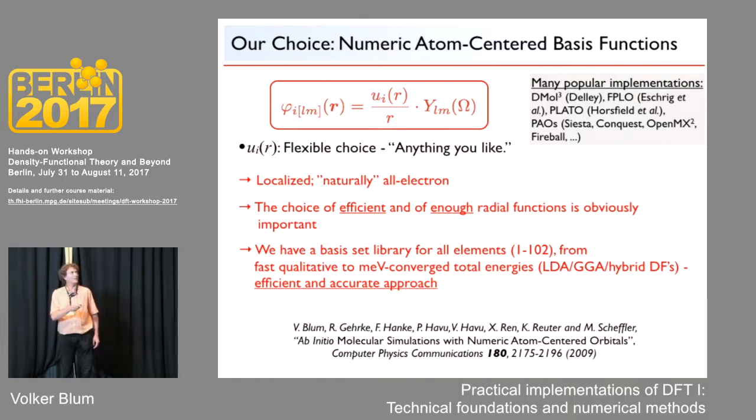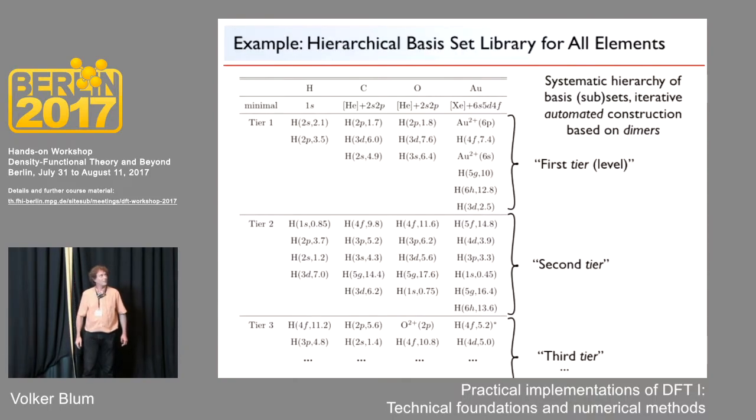We have a basis set library for all elements, from few basis functions for fast qualitative calculations, up to very large basis sets that are there for benchmark calculations, but certainly not for production, but can produce milli-electron volt converged total energies for density functionals of the semi-local kind anyway, and hybrid density functionals. So this really is an efficient and accurate approach. These functions took me about a year of my life to develop, but there is actually a systematic prescription in which one can derive them for semi-local DFT anyway.